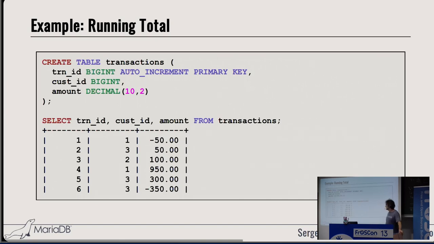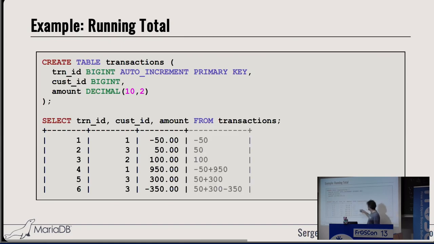So in the first transaction, customer number one transfers 50 coins away from his account. In the second transaction, customer number three transfers 50 coins into his account, and so on and so forth. And we want to know the balance of every account after every transaction. That is, after user number one took 50 coins away, his account is minus 50. After the third user transferred 50 coins in, his account is plus 50. Then user number one transfers 950 coins in, and then his account becomes minus 50 plus 950, that is 900, and so on.